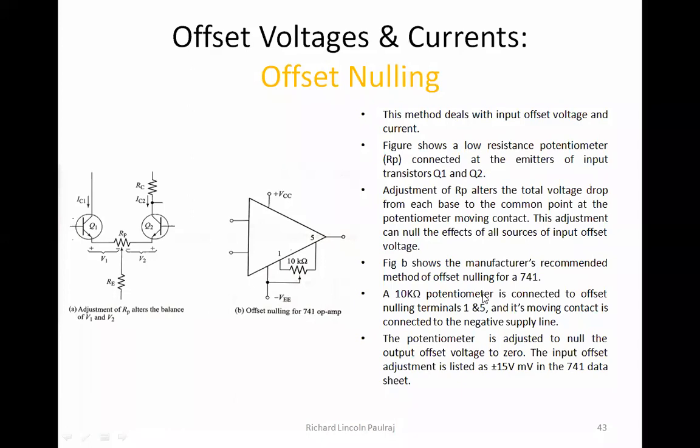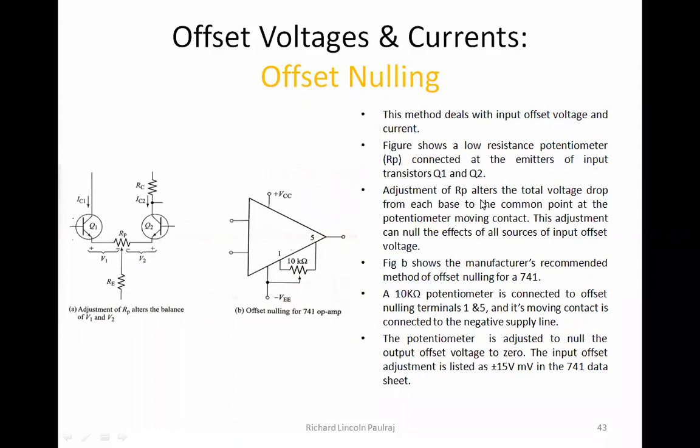How do we nullify all the errors which we spoke about previously, just with the help of this simple resistor, which is Rp. This method deals with the input offset voltage and current. So using this method, I can actually deal with whatever voltages were getting offset, and the currents as well. So it is a resistance potentiometer Rp connected at the emitters of the input transistors Q1 and Q2. So Q1, Q2 emitters, and the resistor here Rp.